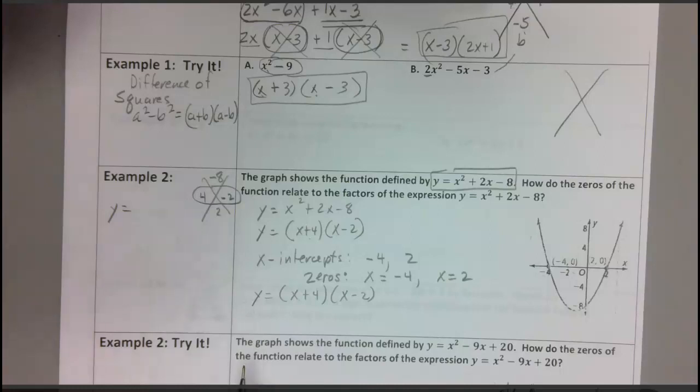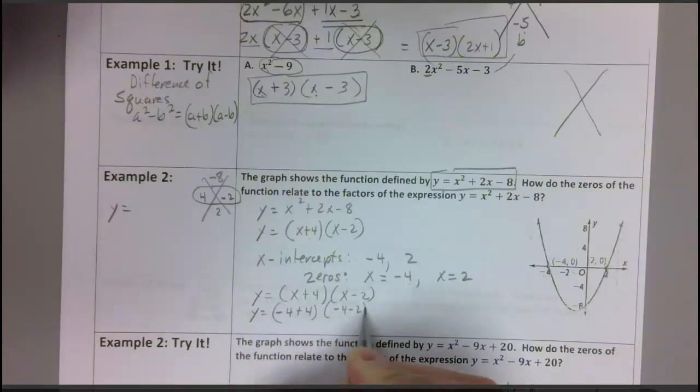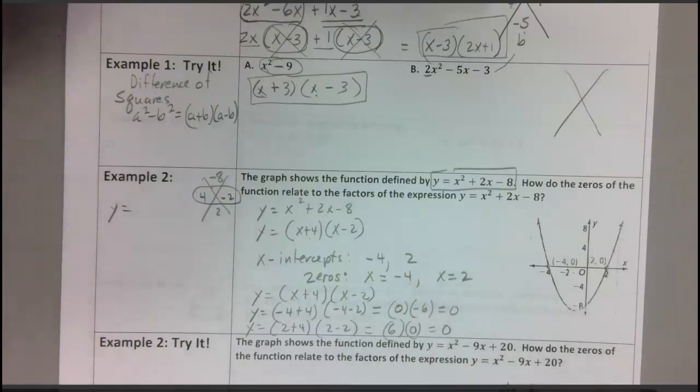Let's plug in our zeros for x and see what we get here. Okay? So we get y equals negative 4 plus 4 times negative 4 minus 2, which is equal to 0, and then times negative 6, and of course that's 0. That's why it's called a zero. And then we plug in the other zero too for x right here. We get 2 plus 4 times 2 minus 2, which is 6 times 0, which is 0. Okay, that's why they're called zeros.